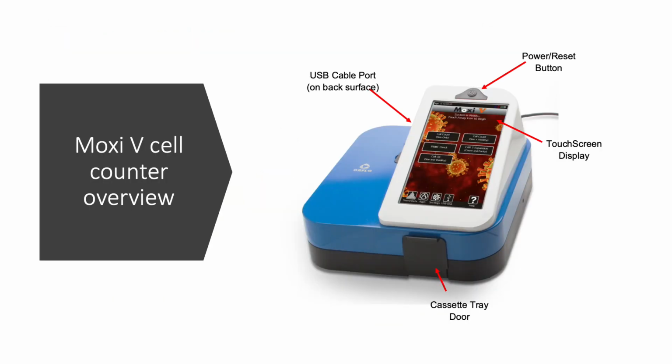Here is a quick overview of the actual machine. So what you can see here is that the Moxi V has a USB cable port, so we can output our data and analyze it at our own convenience. Here is the power button. It has a touchscreen display, so it's quite easy and user-friendly. And then here is the cassette tray door, where we will be inputting our samples in our cassettes, and then the cassettes go into the Moxi V.